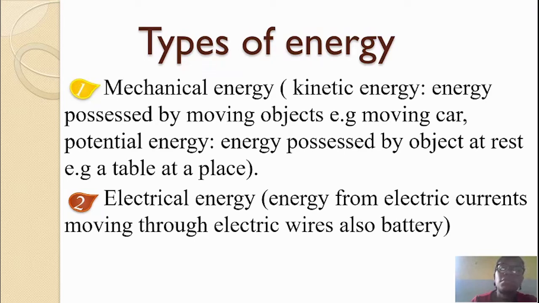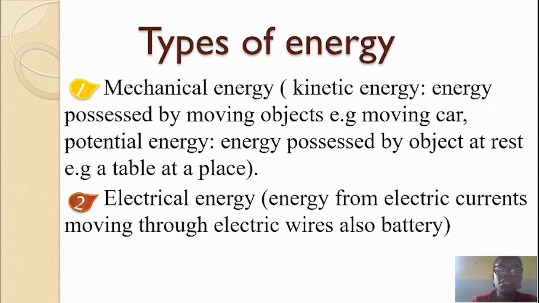Now let's talk about the types of energy. We have different types of energy. The first one on my list is the mechanical energy. Now the mechanical energy is divided into two, and they are the kinetic energy and the potential energy. When we say kinetic energy, we are talking about the energy a body uses while moving. Example, a car that is moving. Maybe someone is driving a car. So what helps that car to move is the kinetic energy.